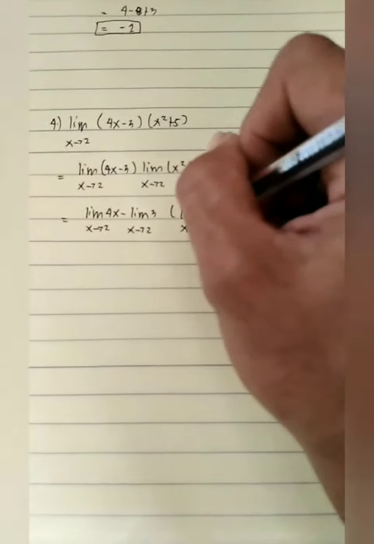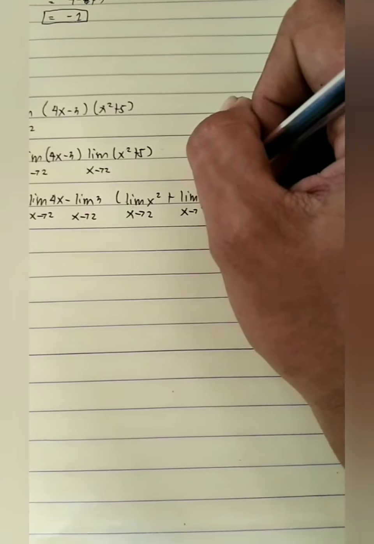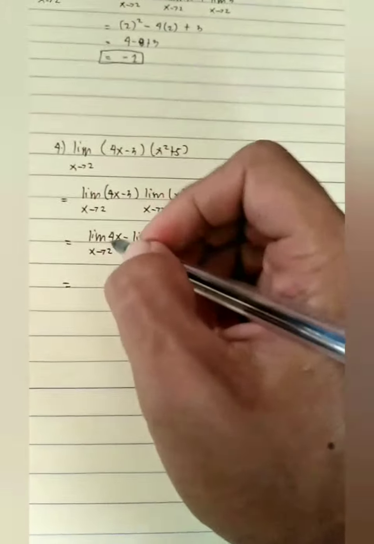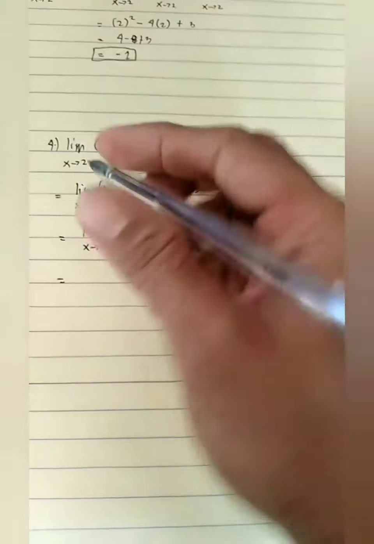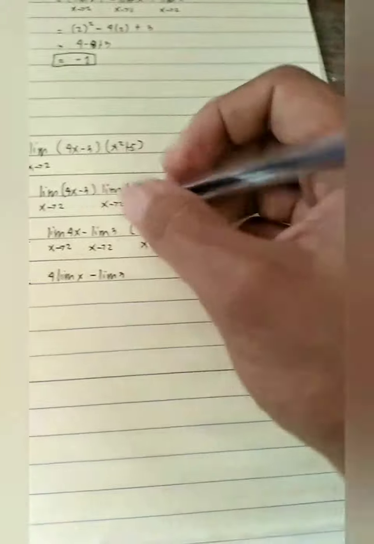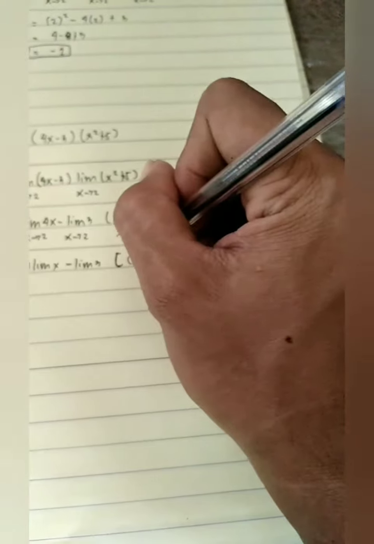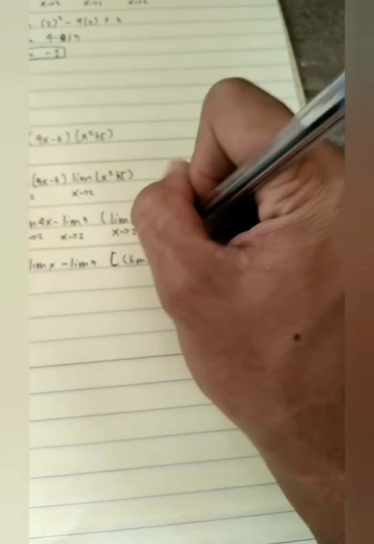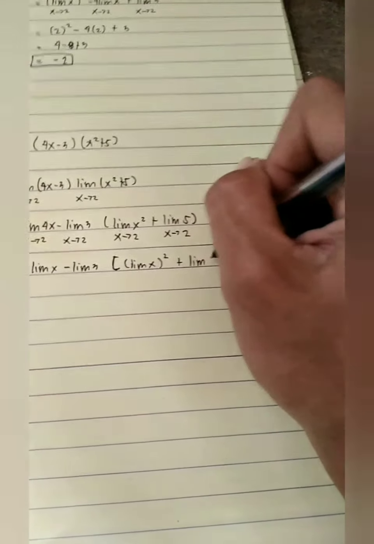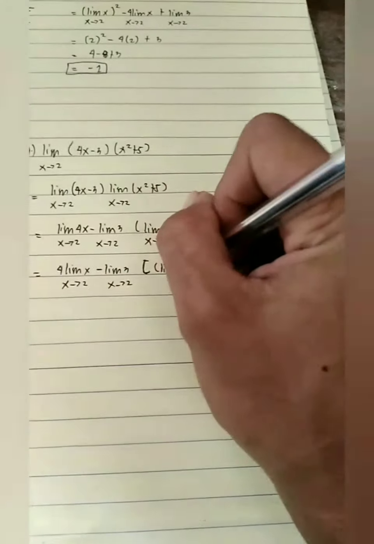Don't forget to write what number x approaches. Then write it into the simplest form of the limit notation. So we have 4 times the limit of x minus the limit of 3, times the limit of x squared plus the limit of 5, with x approaches 2 for each.